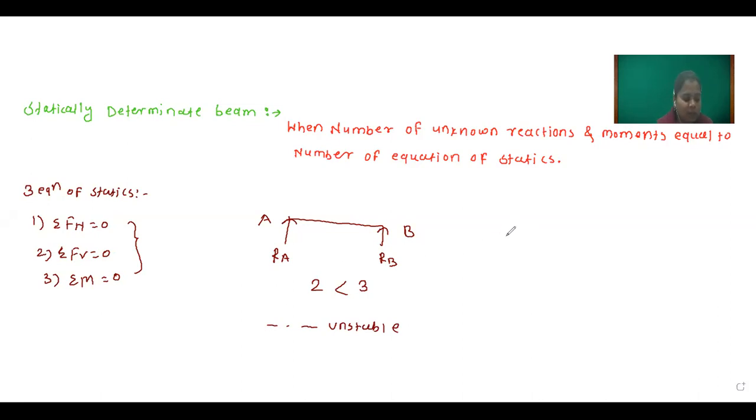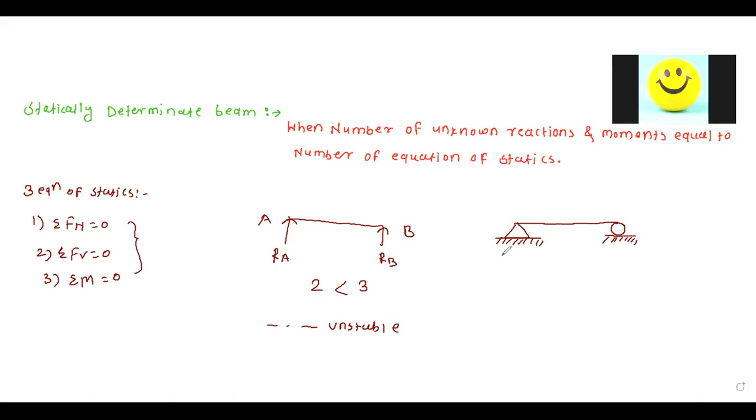Now we will see the next point. Suppose this is B, and here one roller support is provided. Now you tell me, for this particular beam, how many reactions are there? Three. Which three?